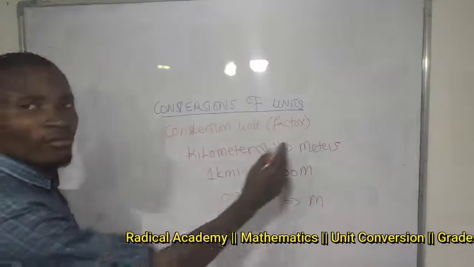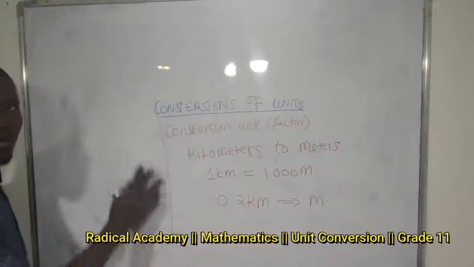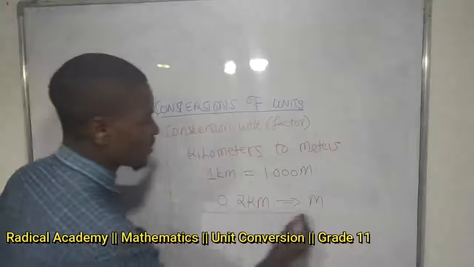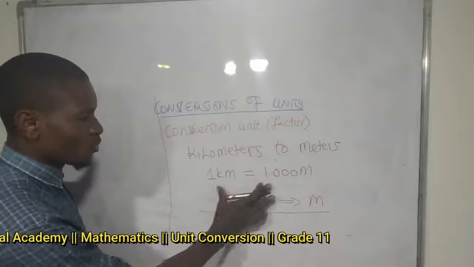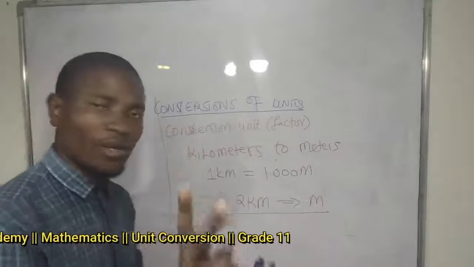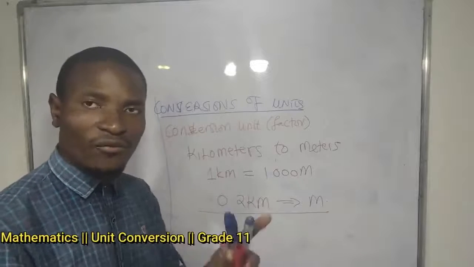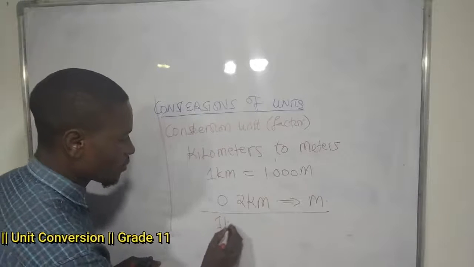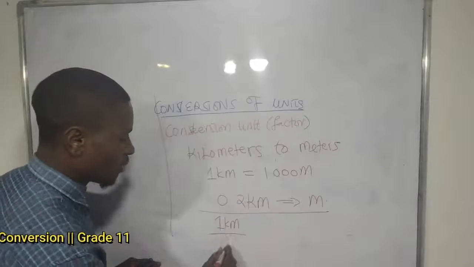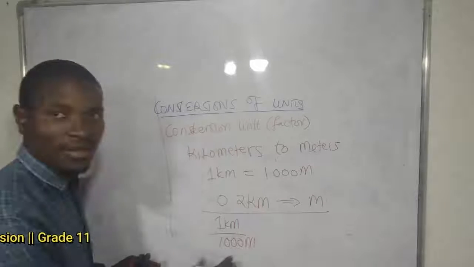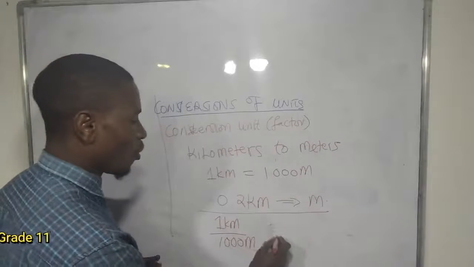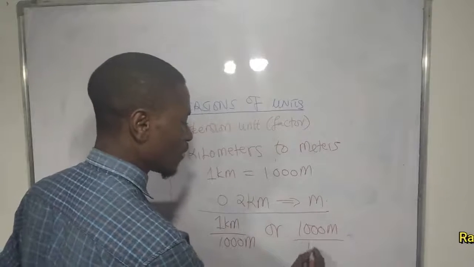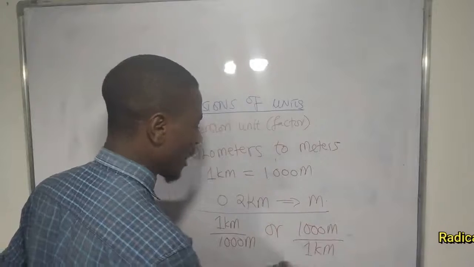So now, what I can do is simply say I need to have two kinds of conversion unit, okay? Two kinds of conversion unit. So this means that I can say 1 kilometer over 1,000 meters, or 1,000 on top over 1 kilometer at the bottom.